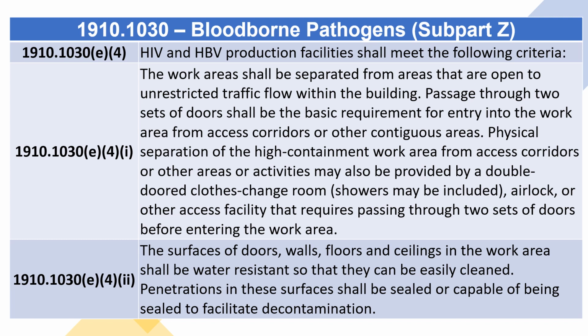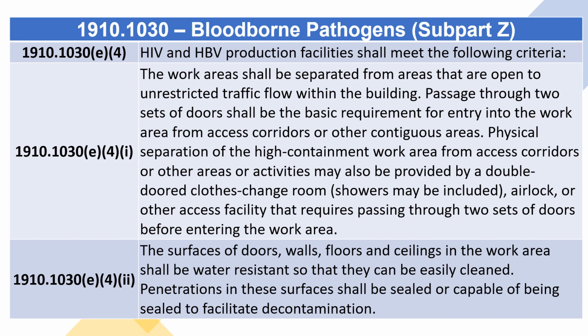1910.1030(e)(4) HIV and HBV production facilities shall meet the following criteria. 1910.1030(e)(4)(i) through (vi). The work areas shall be separated from areas that are open to unrestricted traffic flow within the building. Passage through two sets of doors shall be the basic requirement for entry into the work area from access corridors or other contiguous areas. Physical separation of the high containment work area from access corridors or other areas or activities may also be provided by a double-doored clothes change room, showers, airlock, or other access facility that requires passing through two sets of doors before entering the work area. The surfaces of doors, walls, floors, and ceilings in the work area shall be water resistant so that they can be easily cleaned.